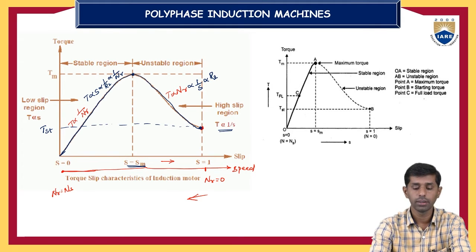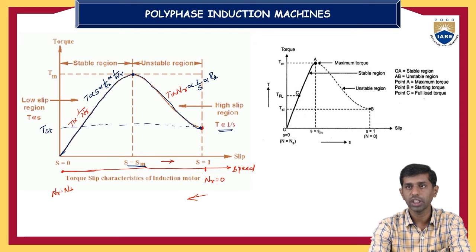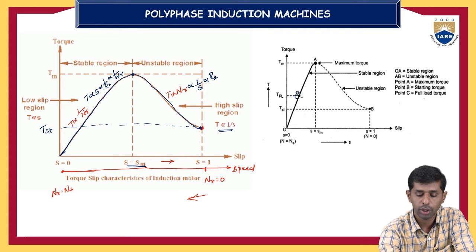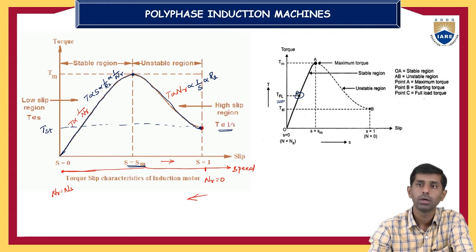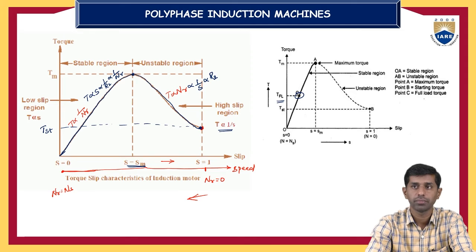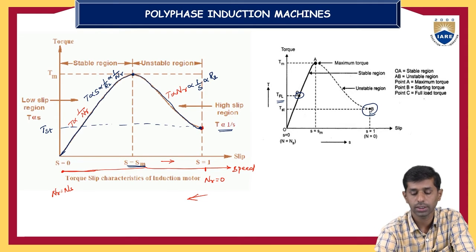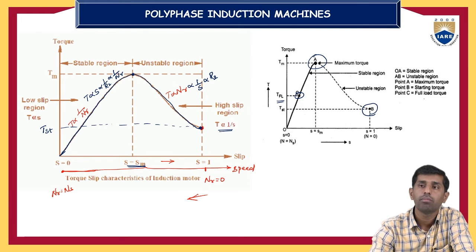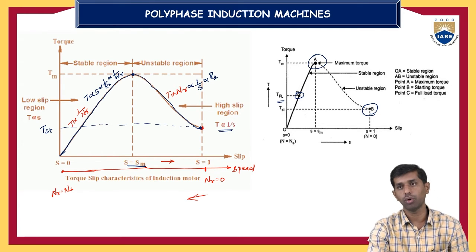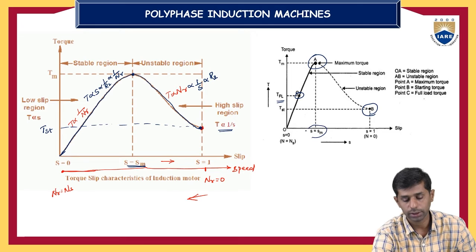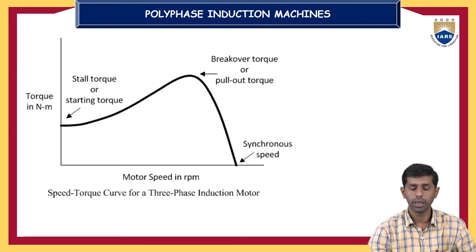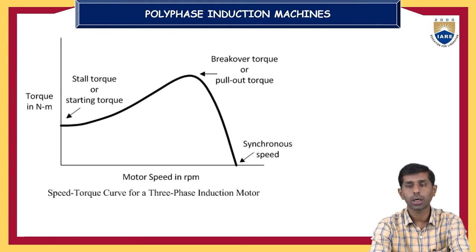Next, we will discuss the starting torque, maximum torque, as well as the stable region and unstable region. This is a point C, where we will have torque at full load condition. This point B will be the starting torque. This point A will be the maximum torque developed by the induction motor, and the corresponding maximum slip is Sm. And next we will talk about the torque speed characteristics of the induction motor.